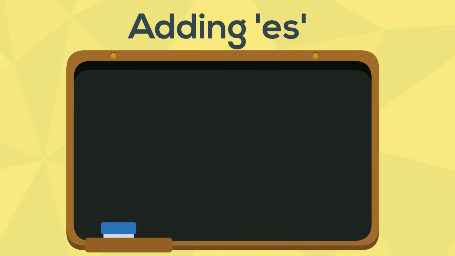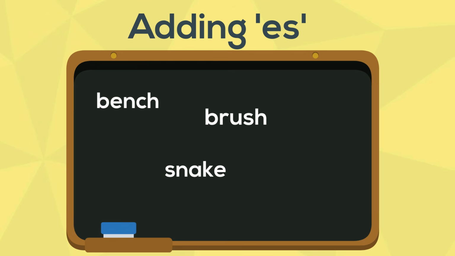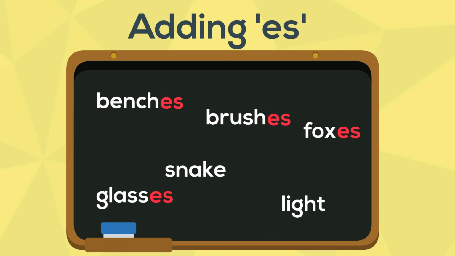Look at the following nouns. Which words do we have to add an ES to if we want to turn them into plurals? We must add an ES to these words because bench ends in CH, brush ends in SH, glass ends in S, and fox ends in X. We can just add an S to snake and light.